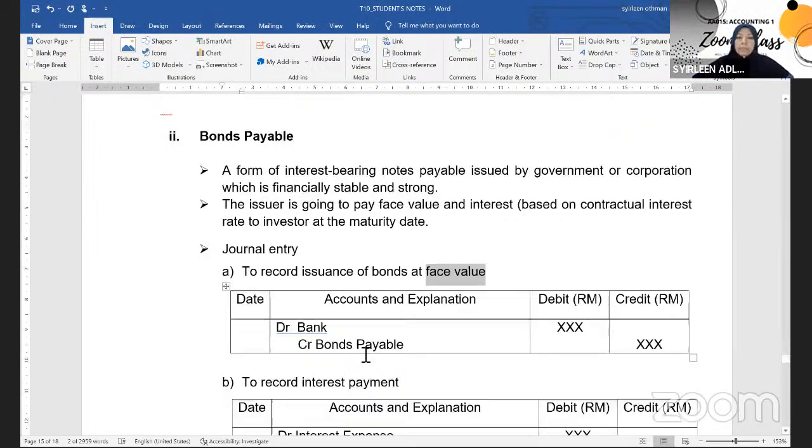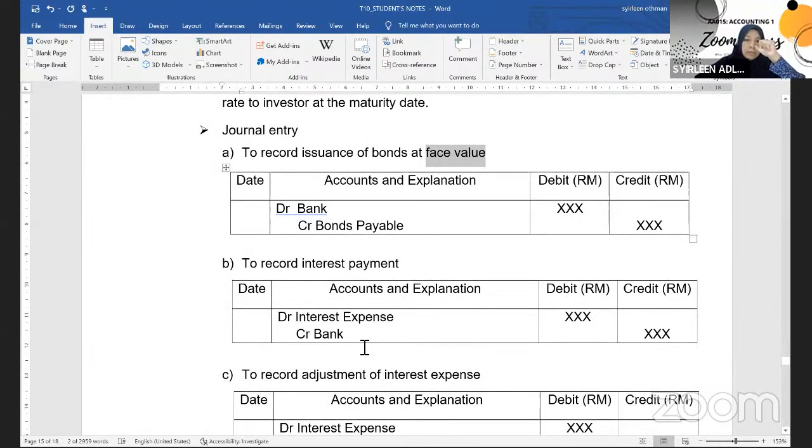Okay, so lepas tu every year you are going to record interest payment. Okay, sebab bond ni selalunya nilai dia sangat besar. So you can't afford to pay the principal together with the interest expense only on the maturity date. The amount will be like so huge. Okay, besar sangat nanti. So we can't afford to do that. Okay, tapi you akan bayar interest payment ni staggered lah. Okay, it's not every month. It's not like your mortgage payable earlier.